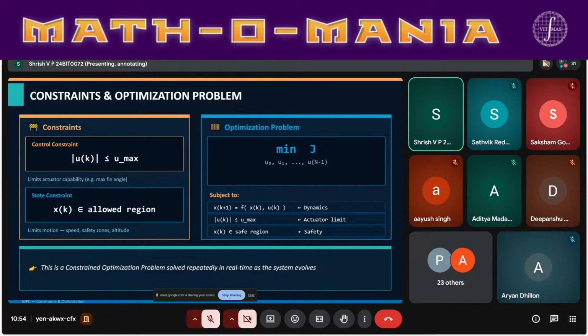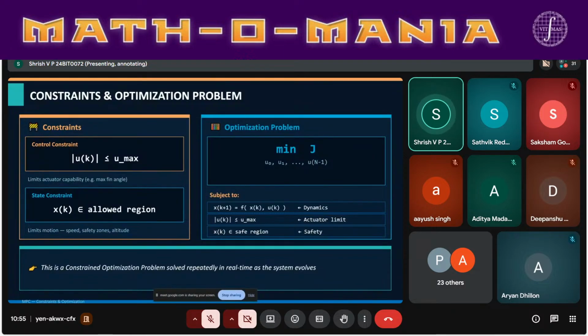So now we come to the constraints. In real world systems, we cannot do anything freely. There are always limits. Control constraints and state constraints are the two main types of constraints we have to look into. If we have limits on the control inputs, those are called control constraints. For example, the fin angle cannot exceed a maximum value. So control must remain within a certain range. This ensures that the system does not demand impossible or unrealistic actions.